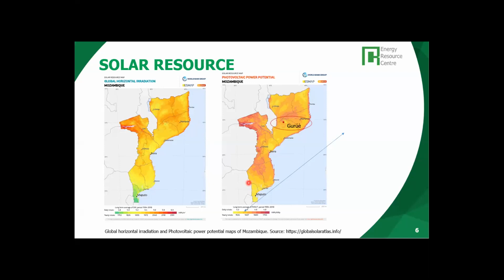This is the Global Solar Atlas. We get that the yield, the yearly production that we can expect with a PV system in Gurue, would be around 1,600 kilowatt hour for every kilowatt peak that we install. Okay, this is the color code, approximately in this range. So 1,600 kilowatt hour of electricity generated every year per each kilowatt peak that we install.